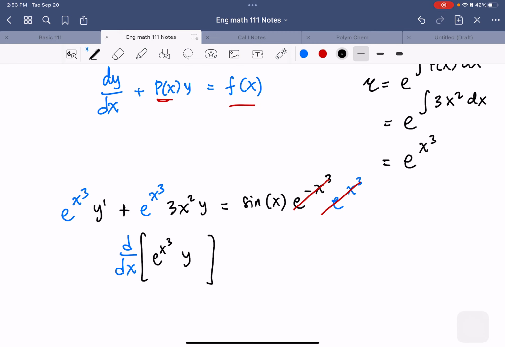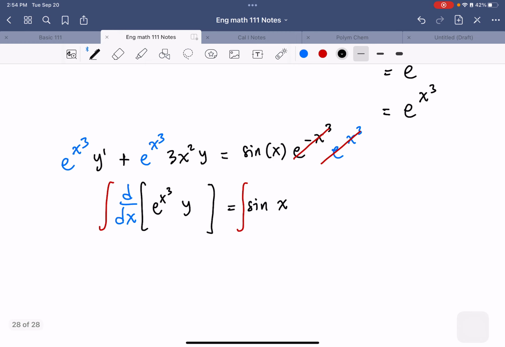That is probably the e to the x cubed and y. And I just take some time to check this. If we differentiate, we count this and multiply with y, right? And if we differentiate y, just y prime, and multiply with this e. And is equal to sine x. Then we take the integrations to remove the differentiations. So this will be e to the x cubed y. And sine becomes minus cosine x. And then plus a constant.